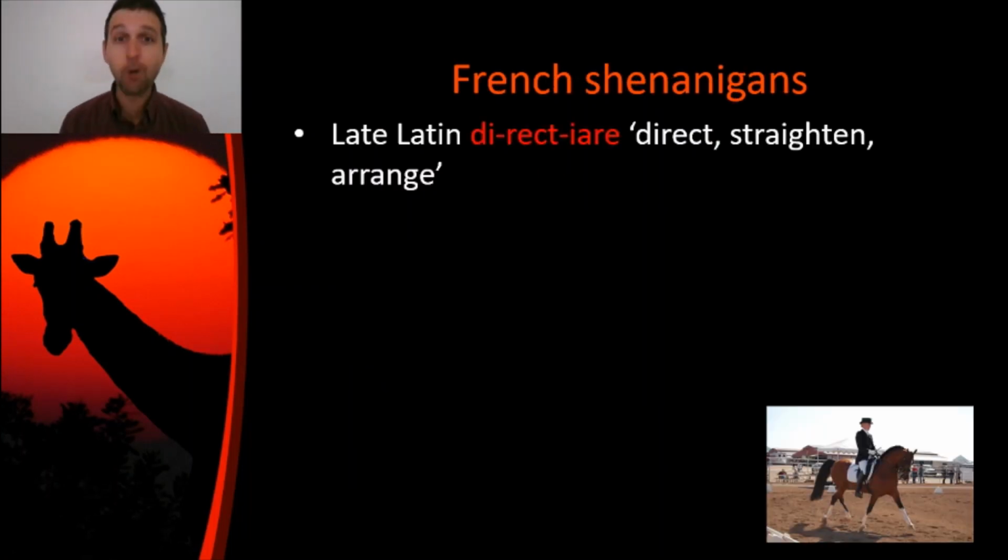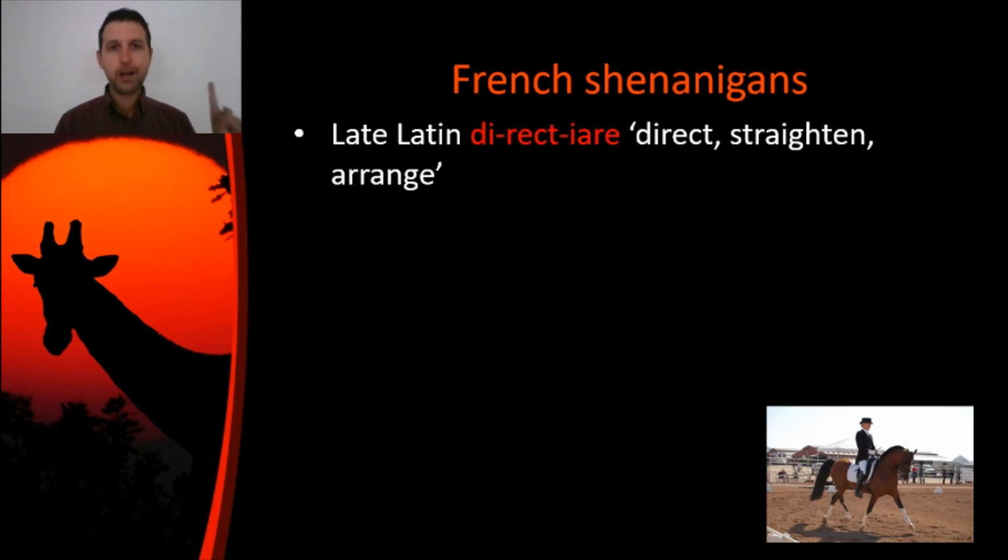Now, French got a hold of this word and did some really interesting things with it, and took it phonologically in some directions that you might not expect. So late Latin came up with the verb directiare, which just comes from this word direct. So this was not a word in classical Latin. Late Latin, vulgar Latin, the spoken Latin of the late Roman imperial period had this word directiare, and no surprise, it meant to direct or straighten or arrange something.